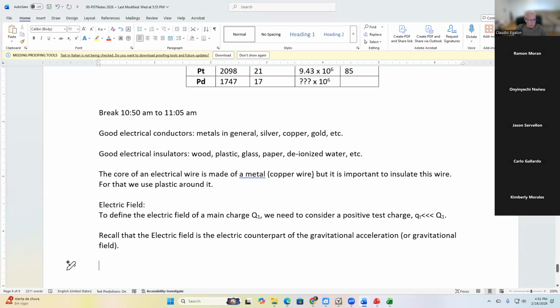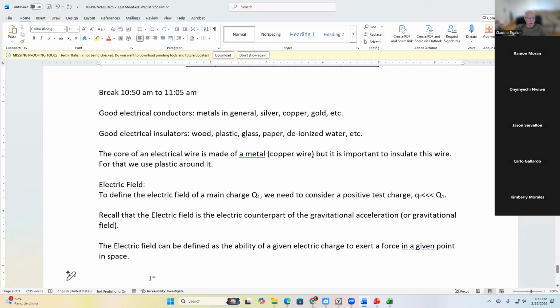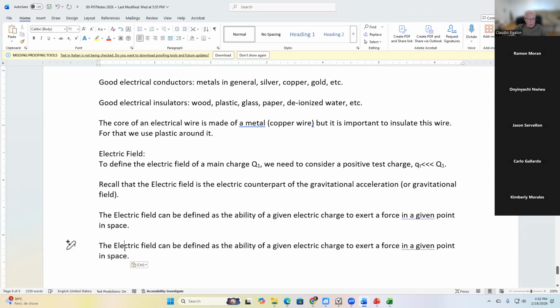Okay, how am I going to put that down? The electric field can be defined as the ability of a given electric charge to exert a force at a given point in space, just like the gravitational field, right? The gravitational field, here you go. We didn't define that in physics 6, but that's how you can define it.